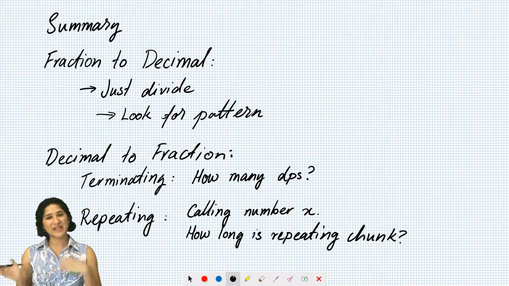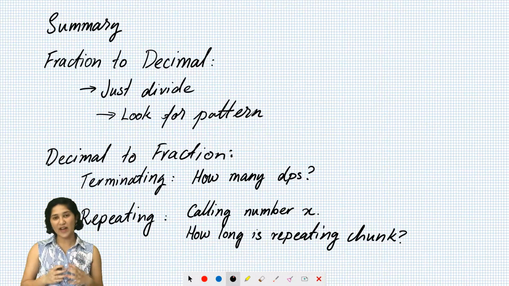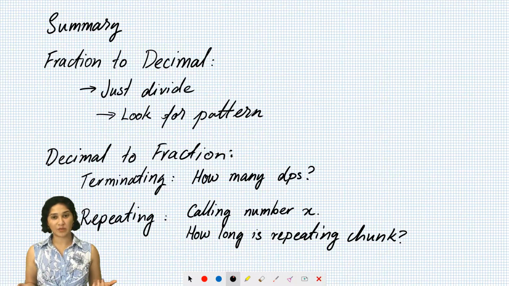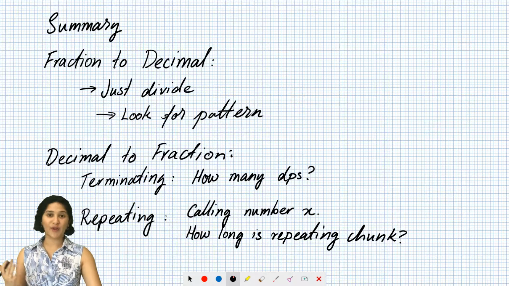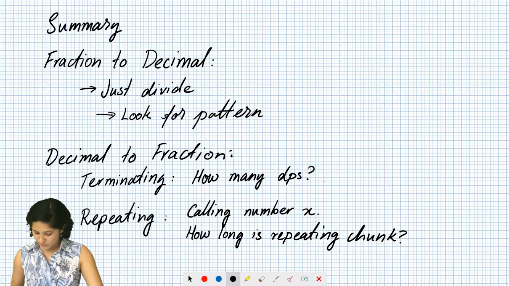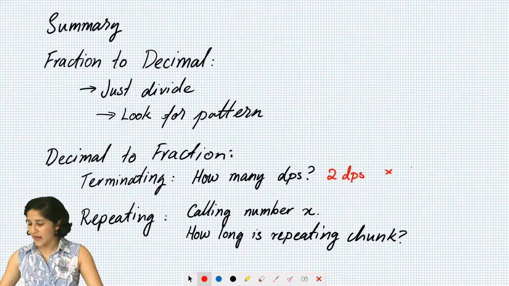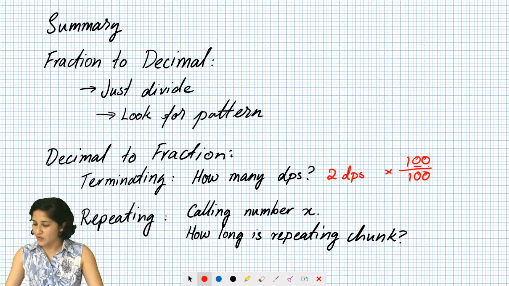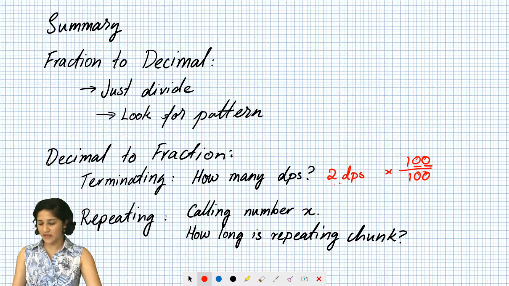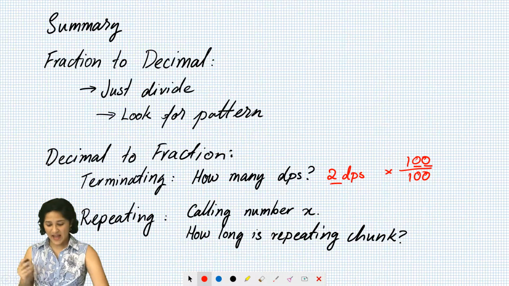So to convert from a decimal to a fraction, if you have a terminating decimal, all you have to do is look at how many decimal places you've got. And so if you've got 2 decimal places, for example, then you would just multiply and divide by 100, because you've got 2 zeros in 100 to match the 2 decimal places.